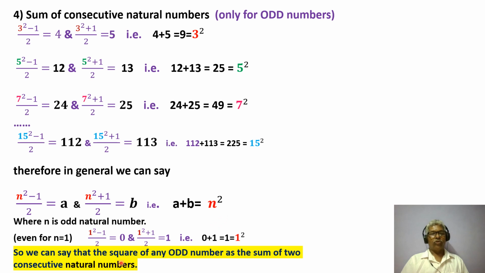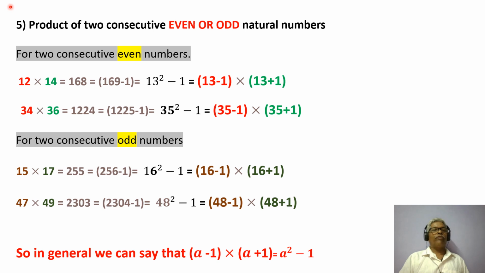Okay. So you are through with this, the sum of consecutive natural numbers for odd numbers only, and we will move ahead to see what the next pattern is. So we are into the fifth pattern of square numbers. Let us read: product of two consecutive even or odd natural numbers. We're talking about only natural numbers. Okay, product of two consecutive even or consecutive odd natural numbers. Let us see some examples, then this will be clear.